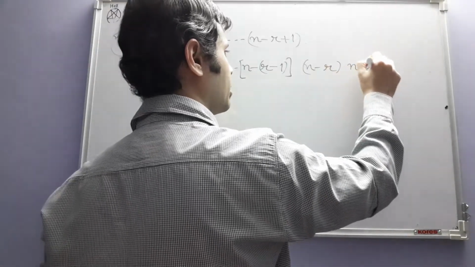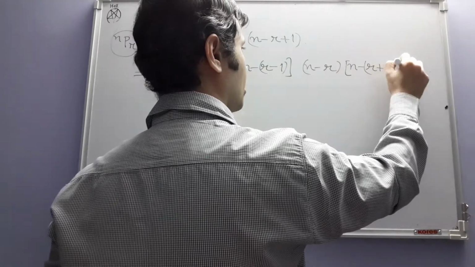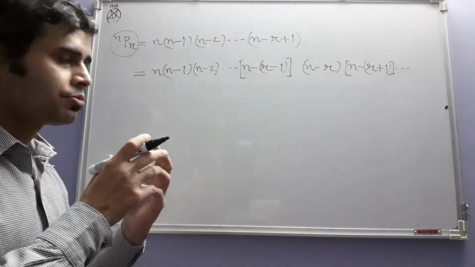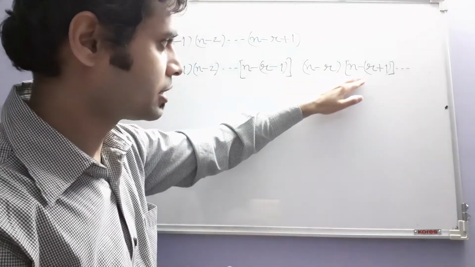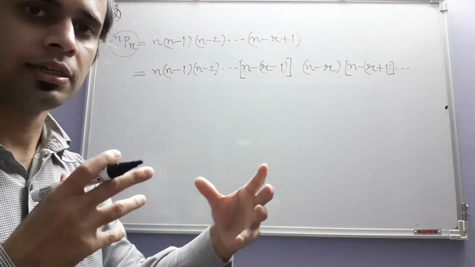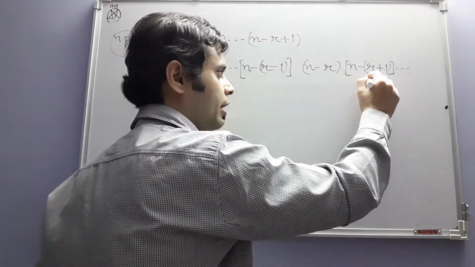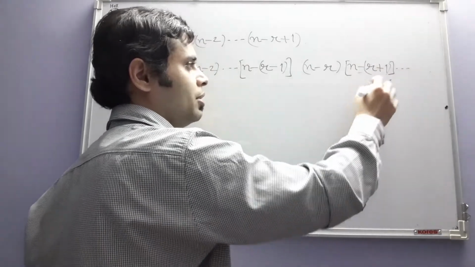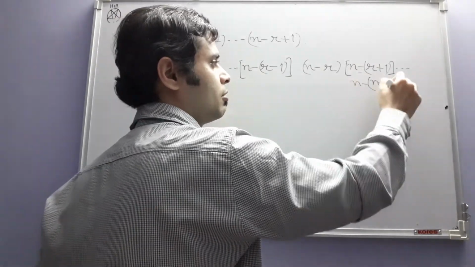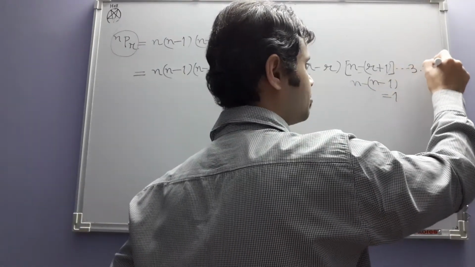Then we will subtract n minus r plus 1, like this. And as we are going on subtracting larger and larger numbers, these differences are getting smaller and smaller. When we reach n minus 1 in place of this subtracting number, we get 1. So eventually we will reach this 3 times 2 times 1.